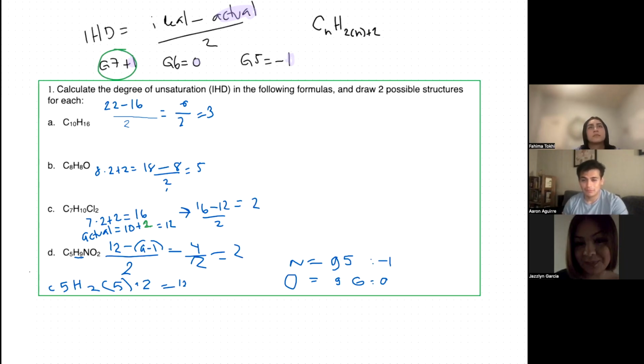10 divided by 3 is kind of a weird number. You could make some freaky structure. We could do maybe two rings, like this. You could literally do whatever you want.